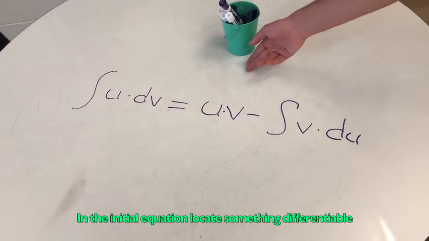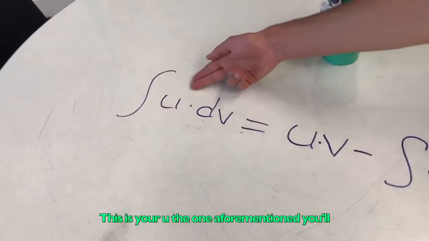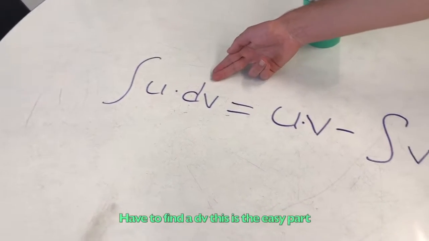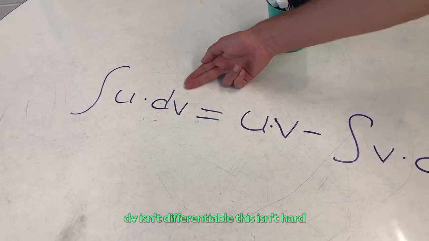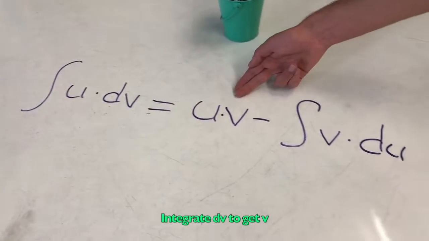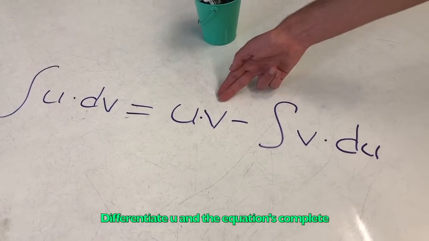In the initial equation, locate something differentiable. This is your U, the one aforementioned. You'll have to find the dv. This is the easy part. dv is integrable, this isn't hard. Integrate dv to get v. Differentiate U and the equation's complete.